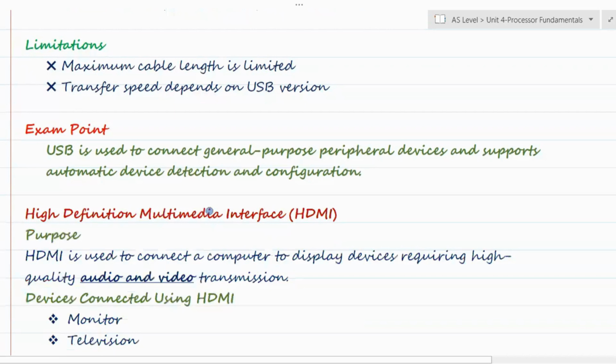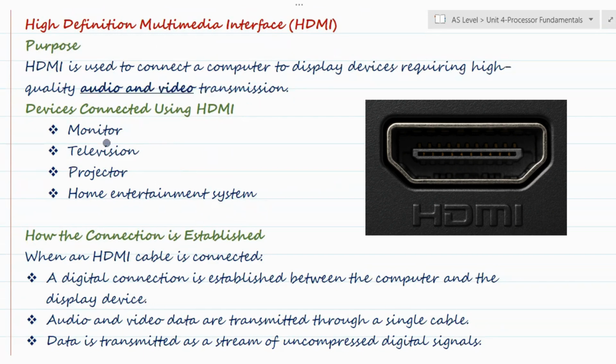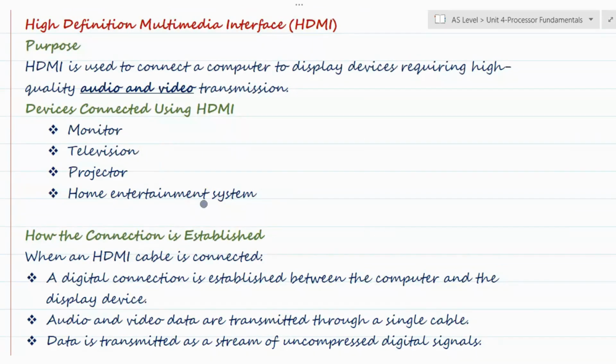Now let's move on to HDMI, High Definition Multimedia Interface. This port is mainly used to connect computers to display devices that require both audio and video transmission. For example, monitor, television, projector, home entertainment systems. If you connect a laptop to a television to watch a movie, HDMI is usually the port being used.